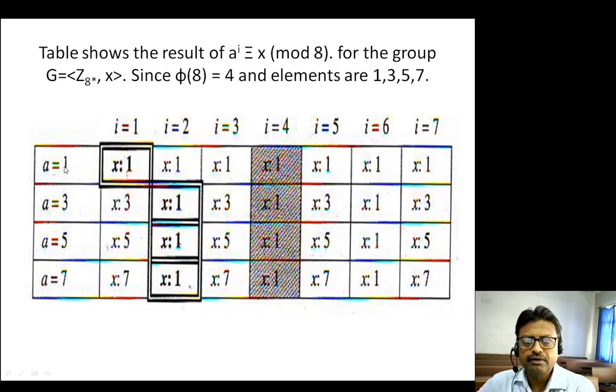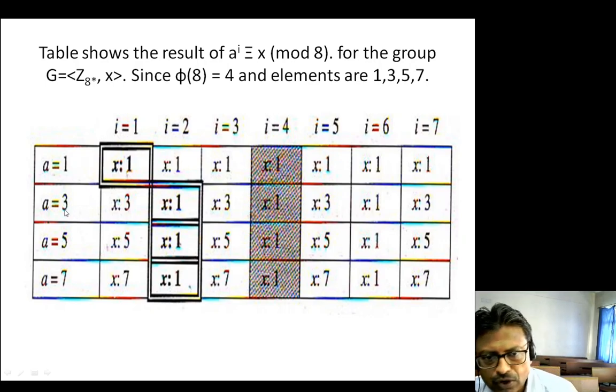So let us check what the value is when a to the power 1 is taken. 1 to the power 1 is equal to 1, so the x value is equal to 1. 1 to the power 2 is 1. 1 to the power 3 is 1. 1 to the power 4 is also 1. So every value is 1.